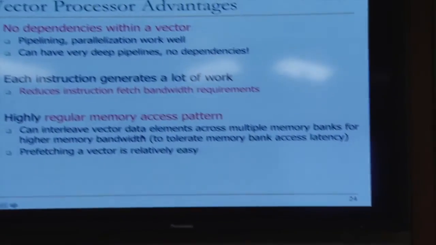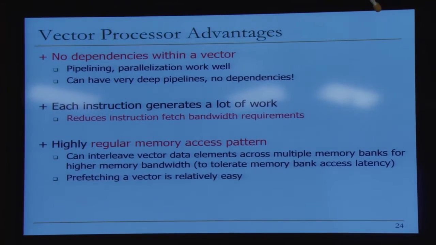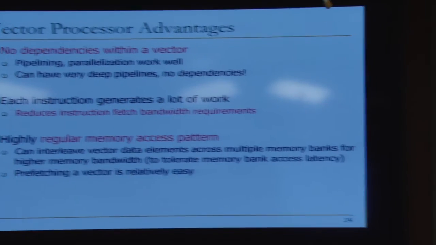Because you have a highly regular memory access pattern, you can interleave vector data elements across multiple memory banks to get higher memory bandwidth. And we will see this. The reason high bandwidth memories, multiple banks, were developed was actually because of vector processors, such that you can sustain the loading of so many elements from memory. Very briefly, assume that you're loading elements 0 through 15. Assume you have 16 banks in memory.